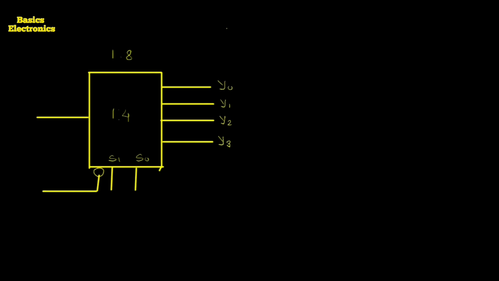Now here we have to consider one circuit. That logical circuit is constructed by using a demultiplexer. That circuit we call a decoder circuit. What do we call it? We call it a decoder. The decoder decodes whatever the binary input is there.